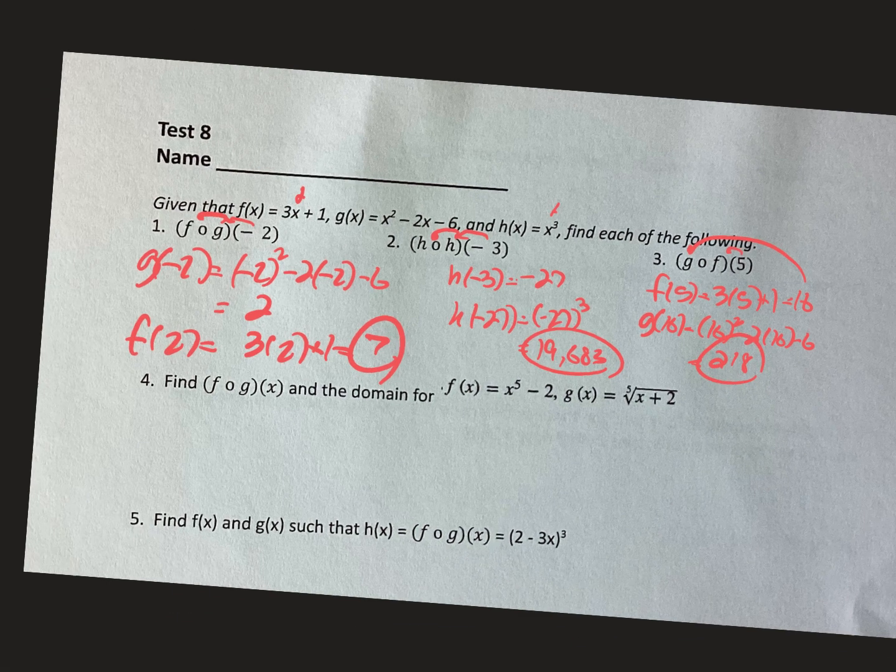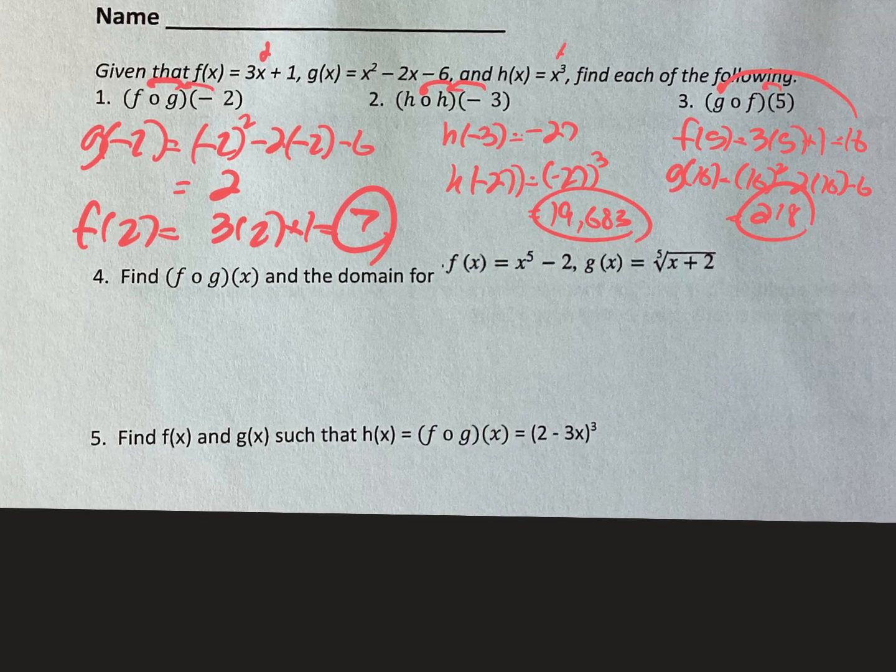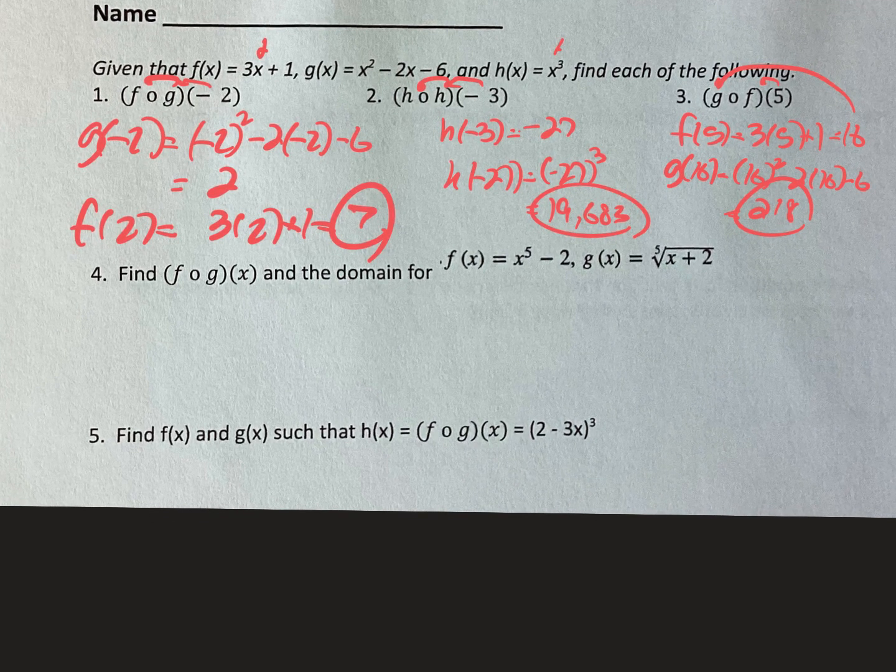All right, keep going. Number 4, find f of g of x and the domain. Because it says f of g of x, I'm going to take function g and plug it into f. So that function is going right there. So I'm going to go the 5th root of x plus 2, to the 5th power, minus 2. What happens when I do that? A 5th power of a 5th root, they just cancel. So I get x plus 2 minus 2, which gives me x. Okay, that's the first answer.